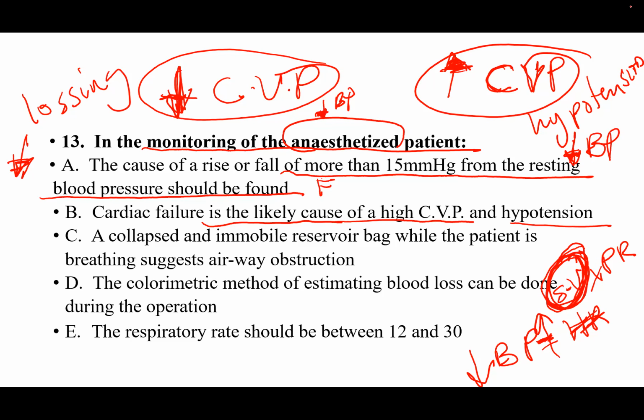So the explanation is okay for now. Where are we? C. So is C, B, is it true or false? It's true. You all agree with him? Yes. Cardiac failure is likely to cause high central venous pressure. It is what I've been explaining now.